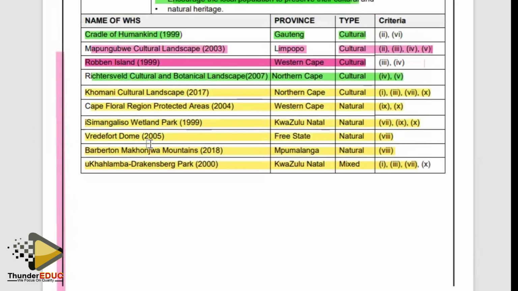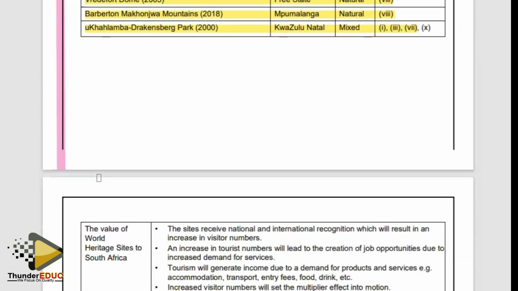So these are the 10 World Heritage Sites. I'll also give you their official names, which you are supposed to be using in the examination, briefly. So you must know them, their province, their type, and also their criteria. It is important for you to know those things.